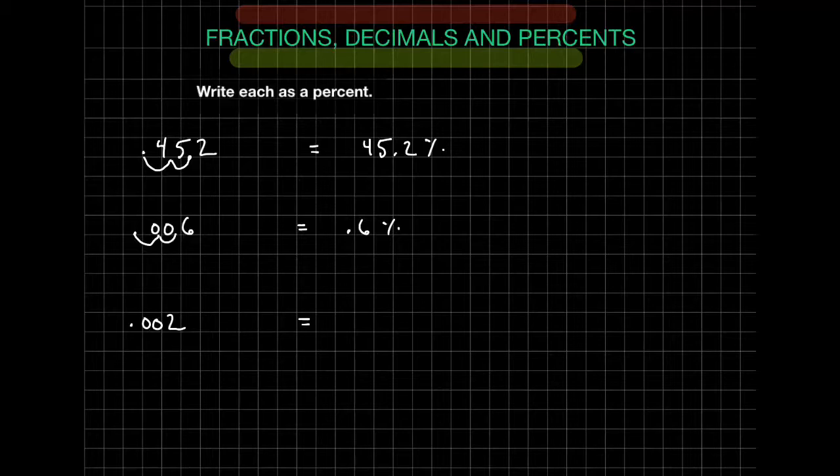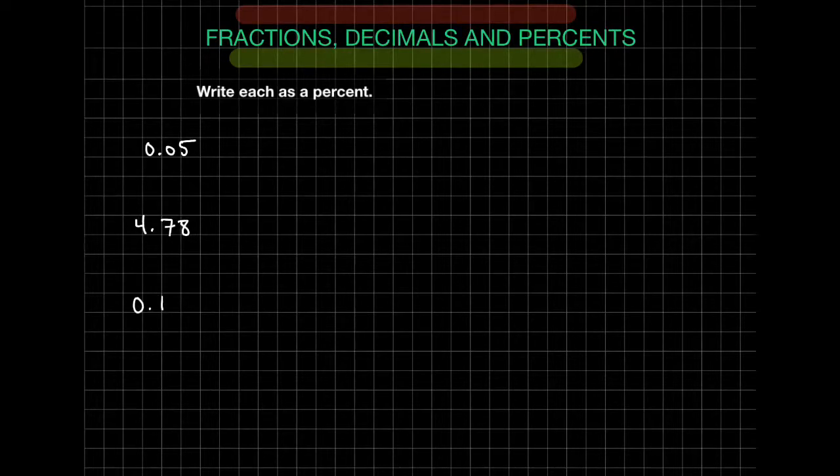Okay, the next one, same thing. We just move it once, twice, so we get 0.2%. Okay, pretty simple. We're just doing the exact opposite of what we were doing earlier, just moving it twice to the right. Okay, same thing. So here, 0.05. We're just going to move that over once, twice, and we're going to say that is 5%.